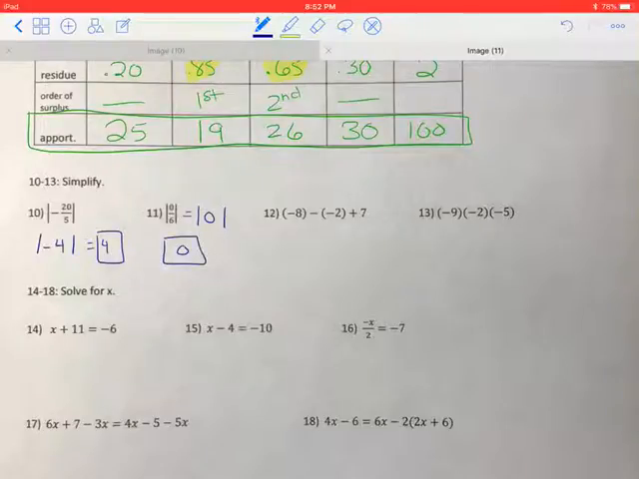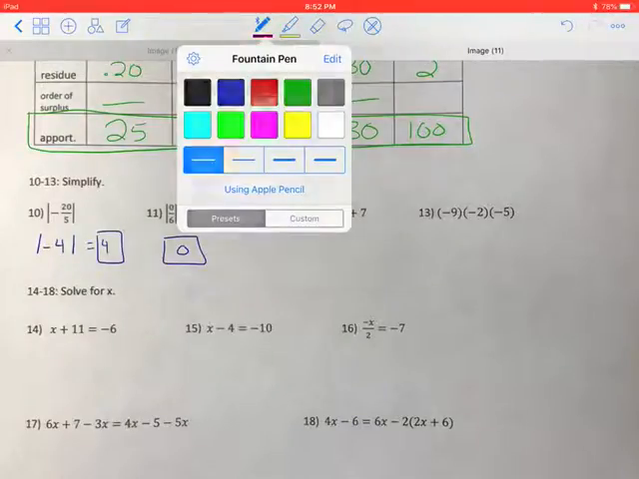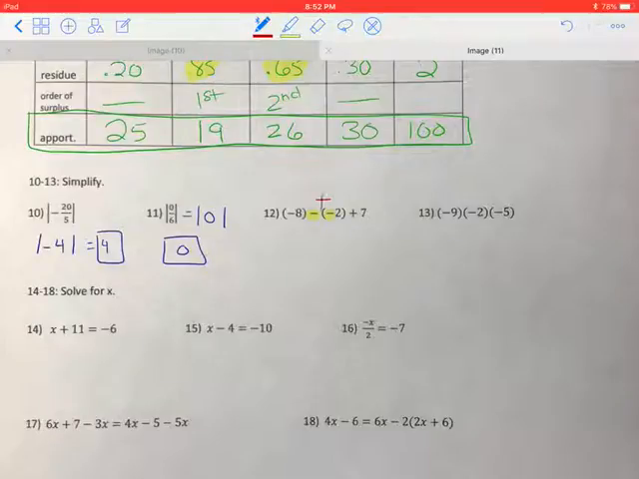Now for number 12, we are looking at integer operations. So remember, anytime you minus a negative, that is going to become a plus. Let me change colors there, so that'll be a plus. So this becomes -8 plus 2 plus 7. So -8 plus 2 gives us -6. -6 plus 7 gives us +1.